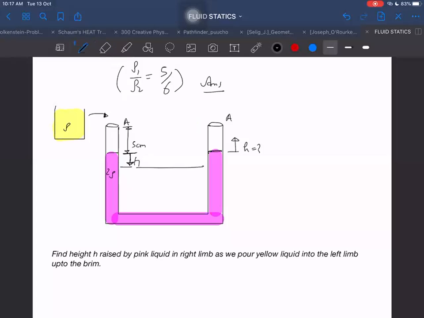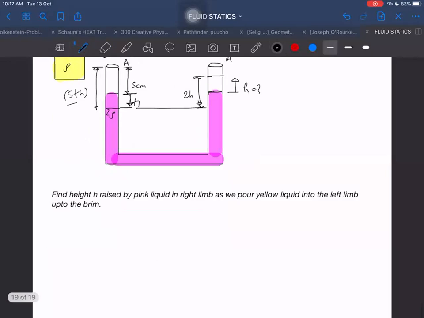If it is going down by h, then what will be the situation afterwards? The left limb yellow liquid height will be not 5, it will be 5 plus h. And on the other side it will be not h, it will be 2h. Then what will be the situation? Rho into g into 5 plus h, p naught plus this, that will be pressure here, P.